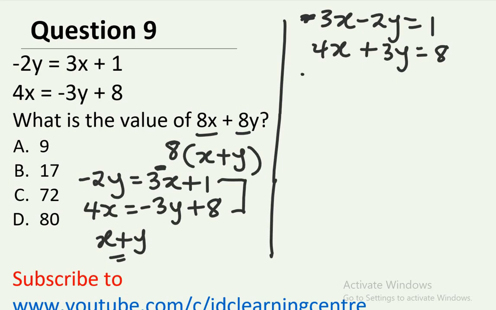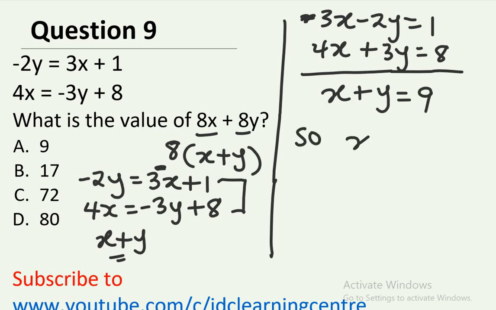The next, eliminate. Minus 3x plus 4x is like saying 4x minus 3x is x. 3y minus 2y is y. 8 minus, just add them, sorry, not really subtracting. Minus 3x plus 4x is like positive x. Minus 2y plus 3y is y. 8 plus 1 is 9. So, x plus y is 9.